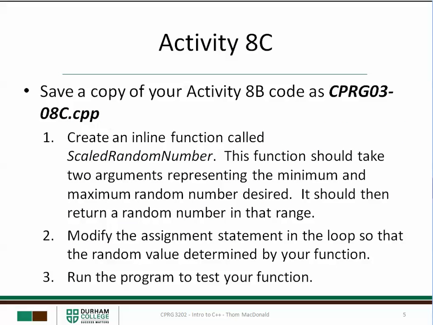So for the final activity, what we're going to do is generate random numbers in a particular range, just like we have so far, but we're going to do so in a reusable function. So we're going to save our activity 8b code as CPRG0308C, so we preserve our original, and we're going to create an inline function called scaled random number. The function is going to take 2 arguments, so it'll be 2 parameters, representing the minimum and maximum random number that we want. And then it's going to return the random number in that range.